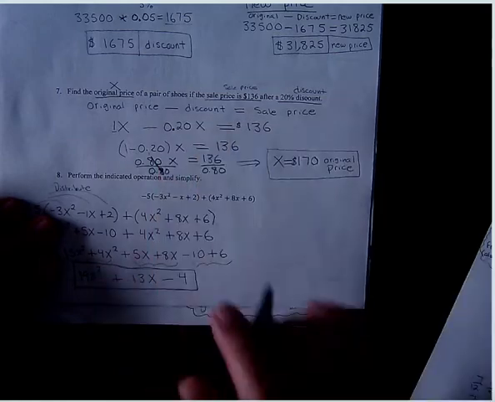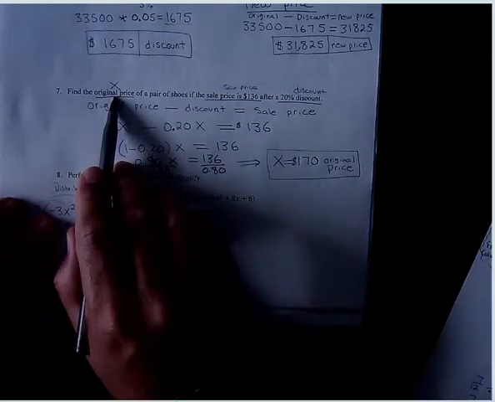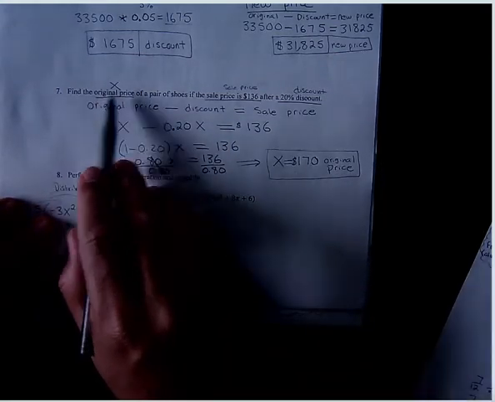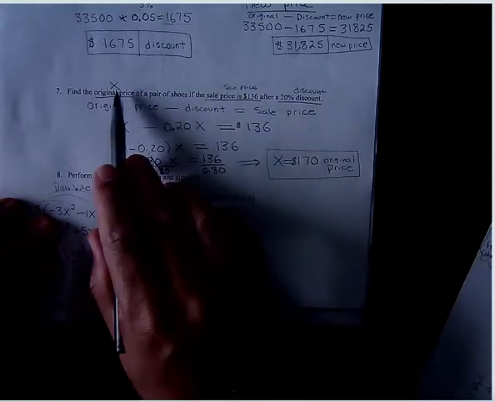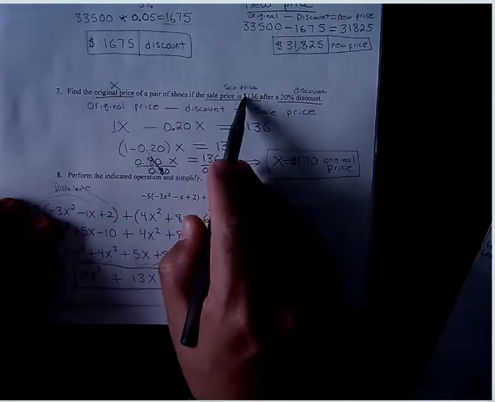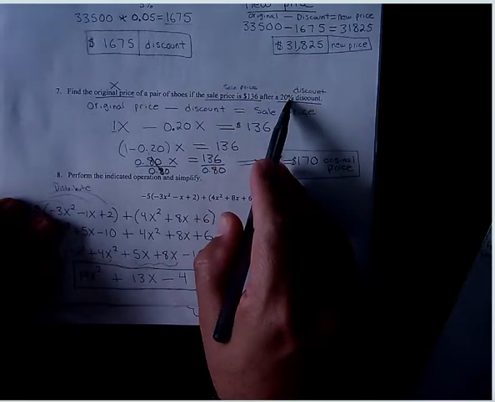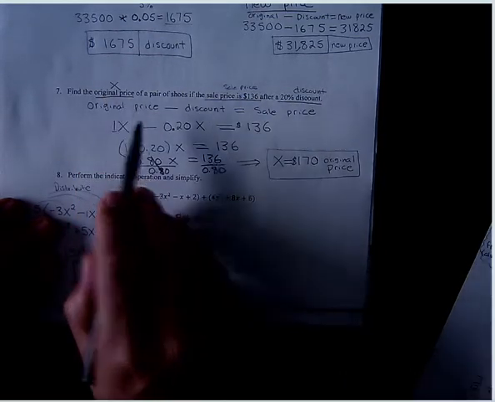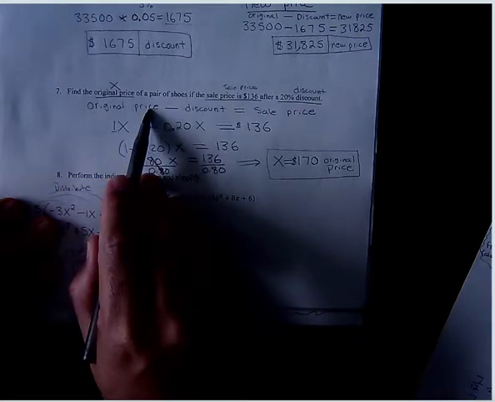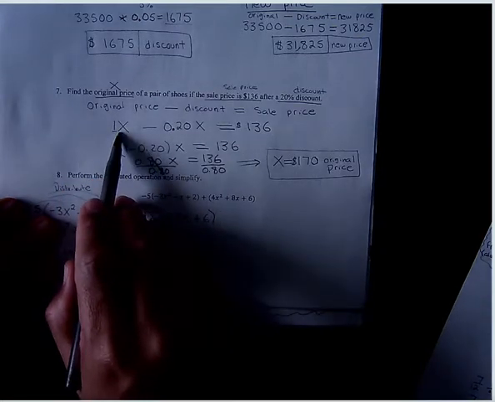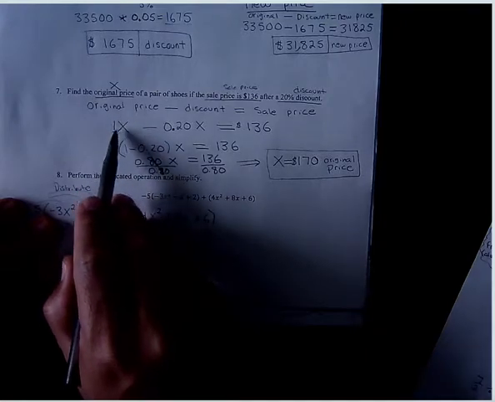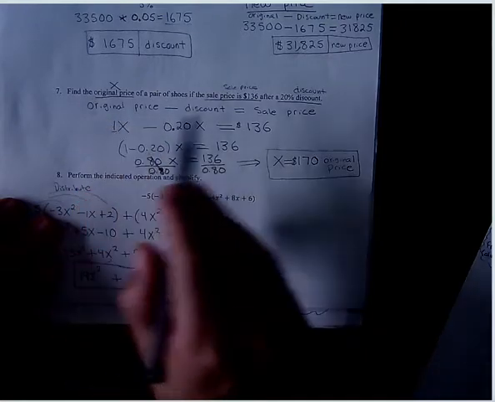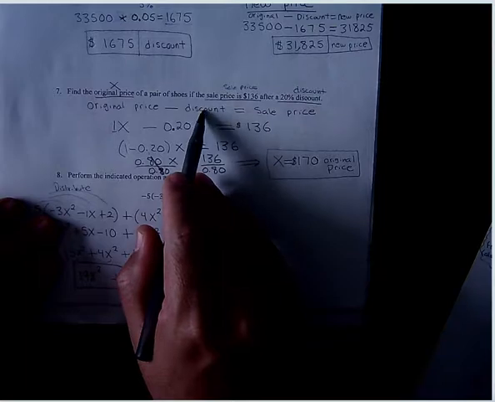Okay, for this one, now they want you to find the original. They don't give you the original for this. They gave you the sale price, like the after what happened to this, and they gave you how much they took away from the original. That's why I have it here. Original price, which we don't know. That's why I have an X. And I just put a 1 there so that you don't forget that the 1 always accompanies the X when there's no number. And then minus the discount.